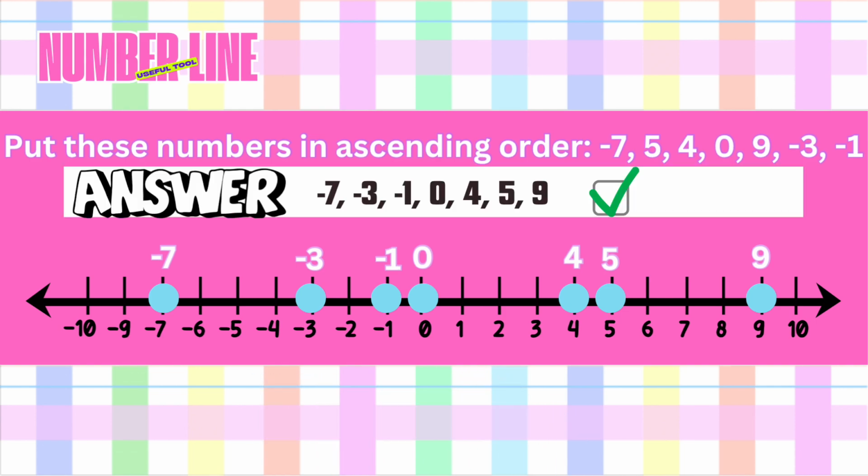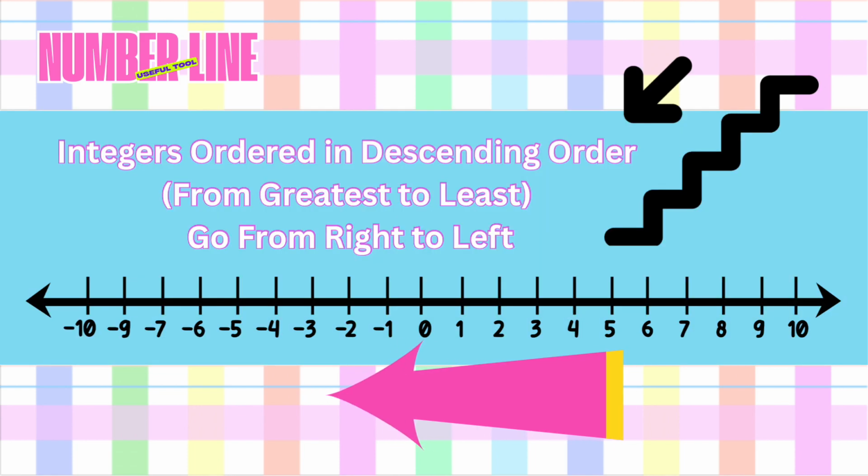So when we arrange these numbers correctly, they would be -7, -3, -1, 0, 4, 5, and 9. Notice how we start with the smallest number on the far left and work our way to the largest number on the right. Now, let's look at the opposite way of ordering numbers.